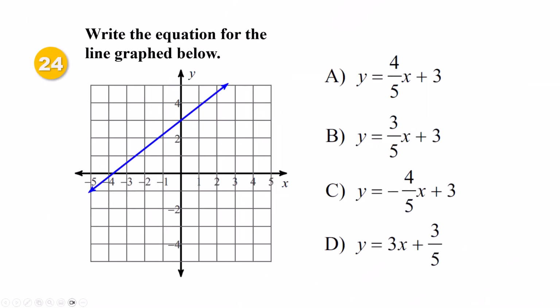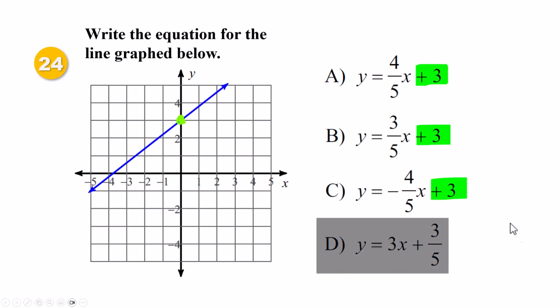Now we are given a picture, and we have to write an equation for this picture. Well, we don't have to write it from scratch. We know it's going to be one of these. I like looking at the y-intercept first. It's right here at +3. I have 3 choices, which means D, bye. All right, it's going to be one of these 2.